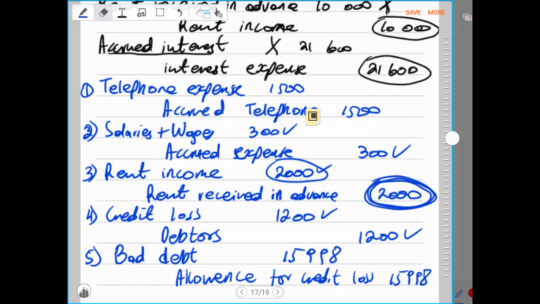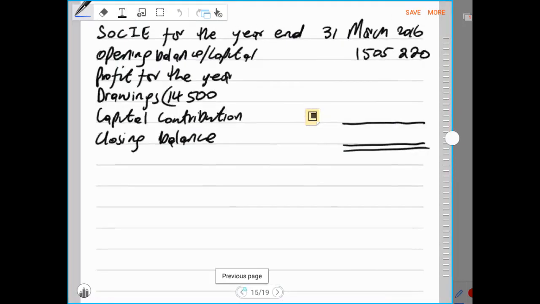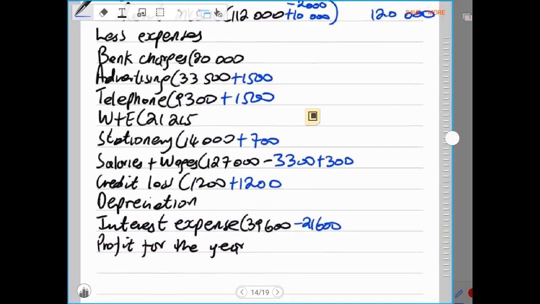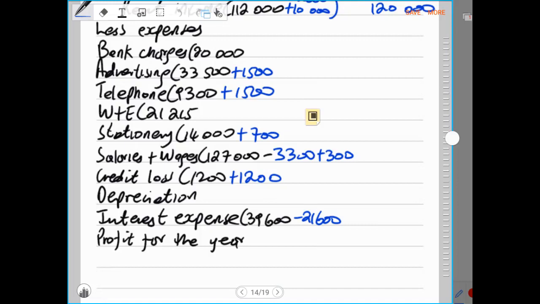So now if this is 15,998, it will be recorded under expenses. Then we record this under the income statement because it is an expense and it will increase our bad debts. So we record that under our credit losses. It will be plus 15,910.98. Then we close this there.